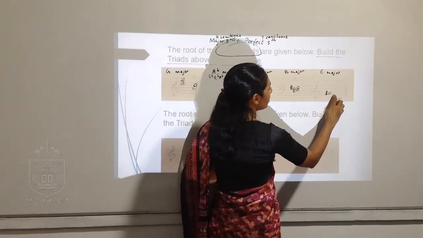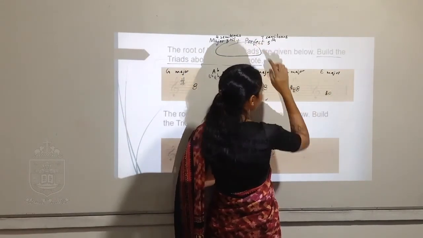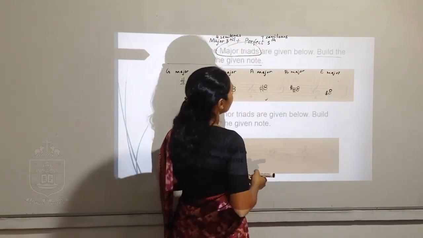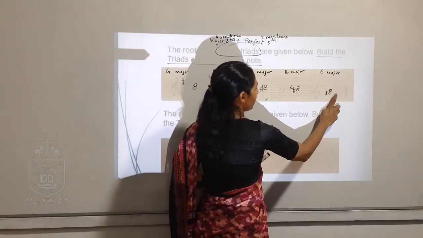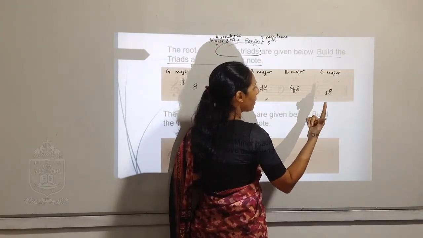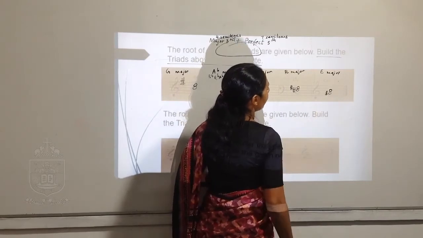Third one: 1, 2, 3, 4, 5. Perfect fifth. Fifth note is this. So we check the semitones. E to B, right? E to F, F sharp, G, G sharp, A, A sharp, B. Correct. 7 semitones are there.